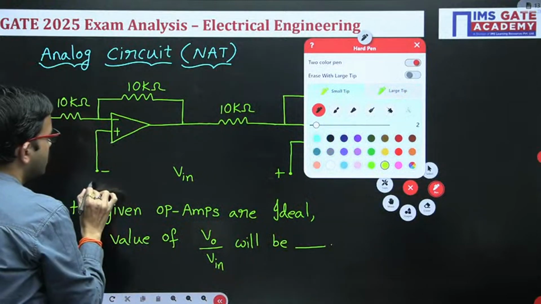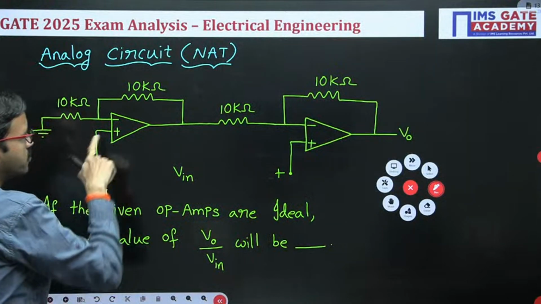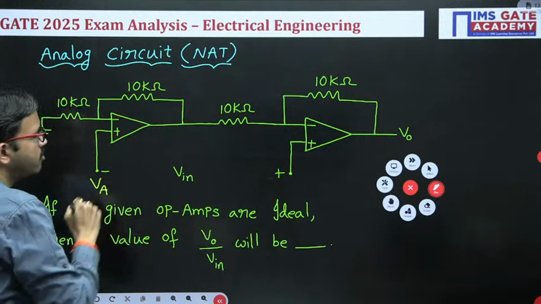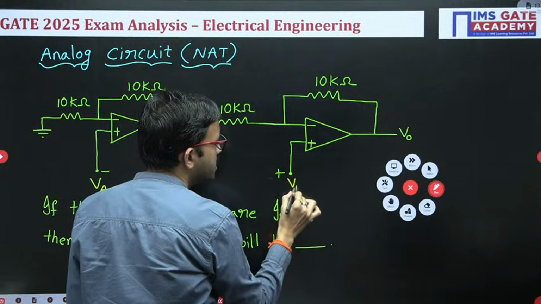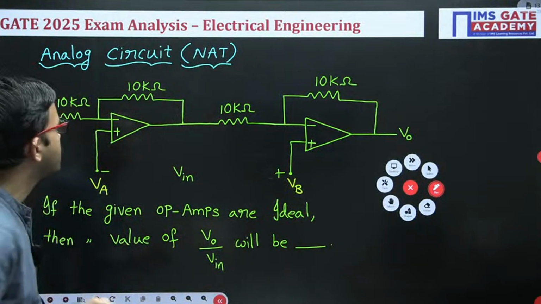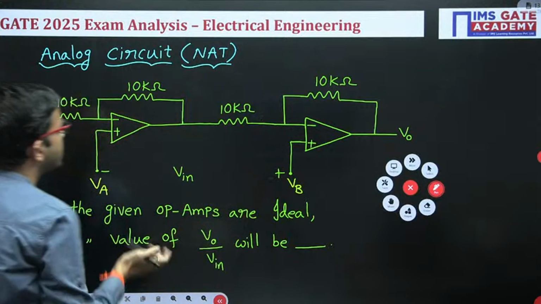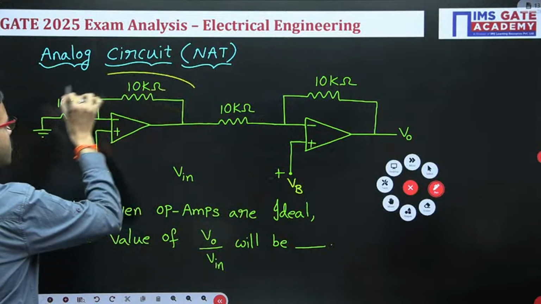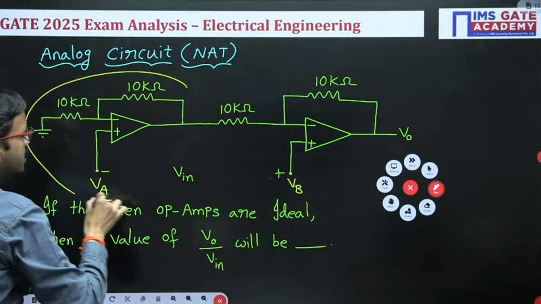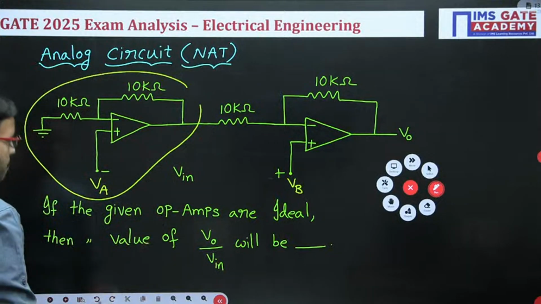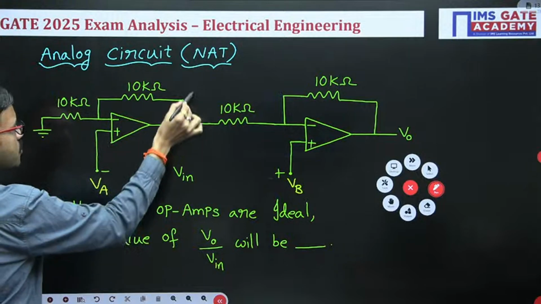Say, for example, with respect to this positive terminal, I have assumed the voltage as VA. With respect to here, the positive terminal voltage, I am labeling as VB. Now forget about this part of the circuit, as we have already discussed. The part of the circuit here is the inverting mode op amp, right?